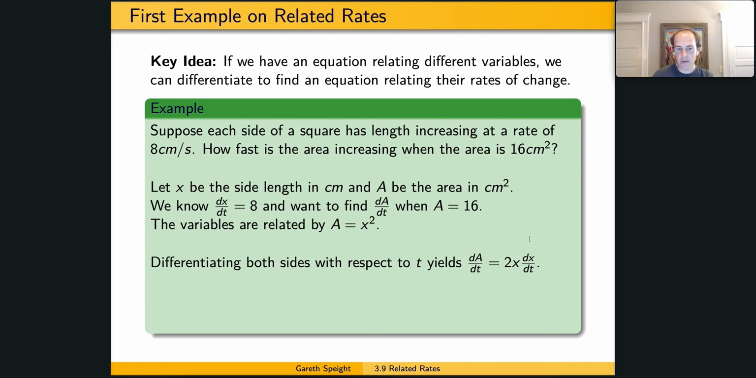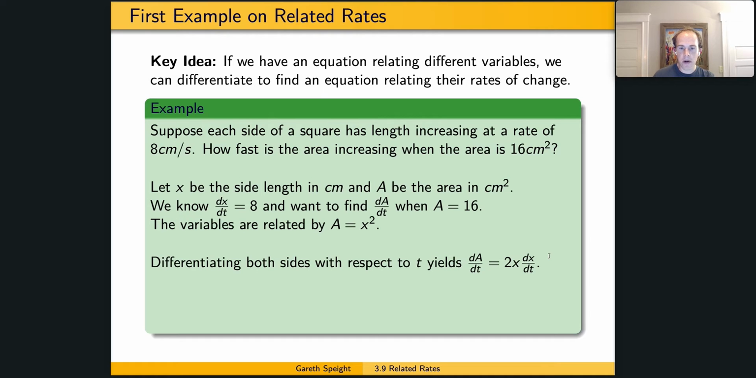You can either think of it that way, or you can remember it's the chain rule. x is a function of time. So the outside function is u squared. We differentiate, we get 2u evaluated at x. And then we multiply by the derivative of the inside with respect to time. So the derivative of x is dx over dt.